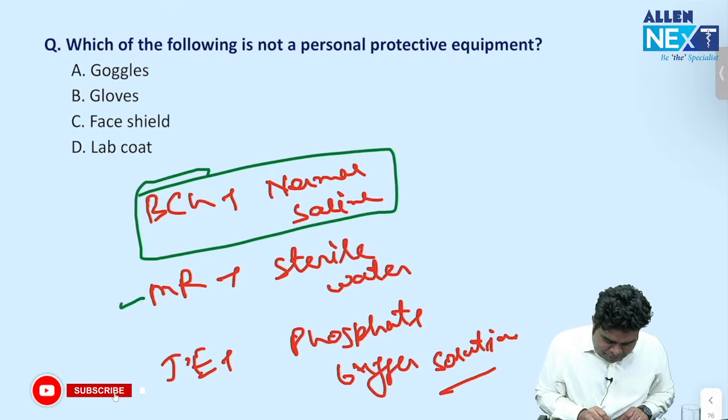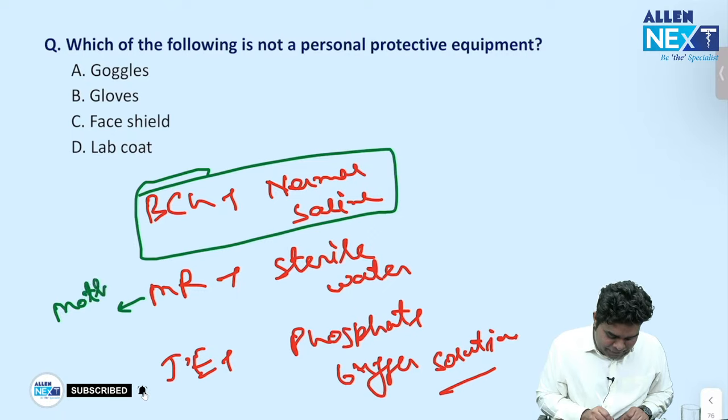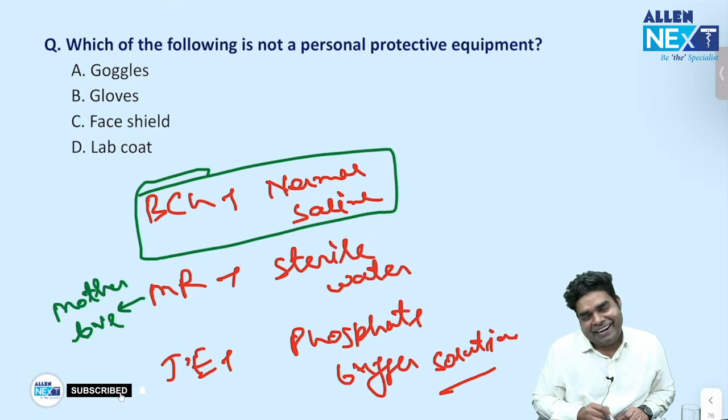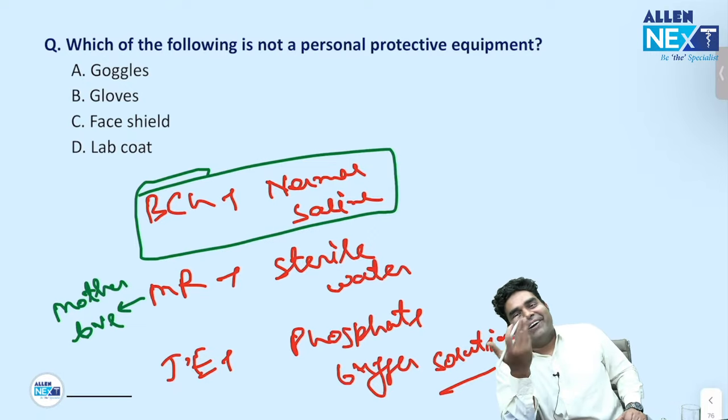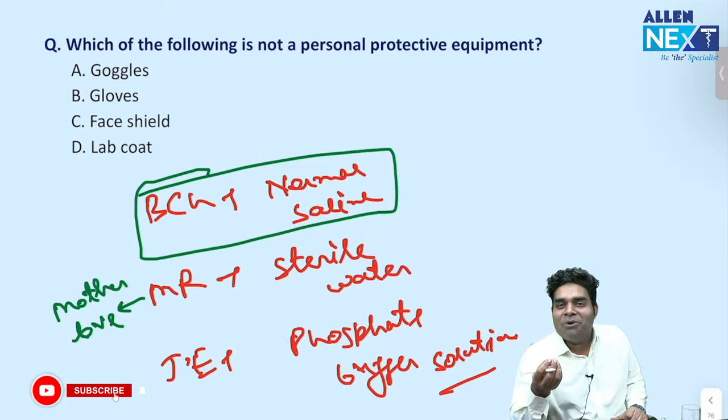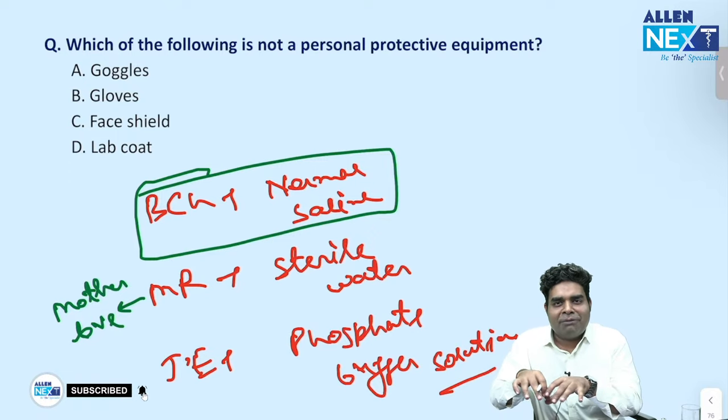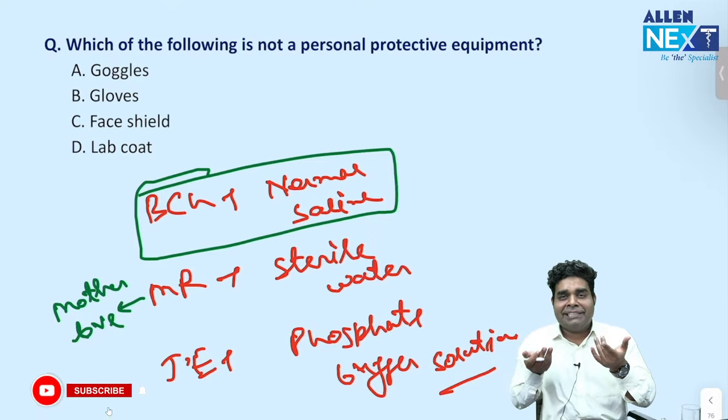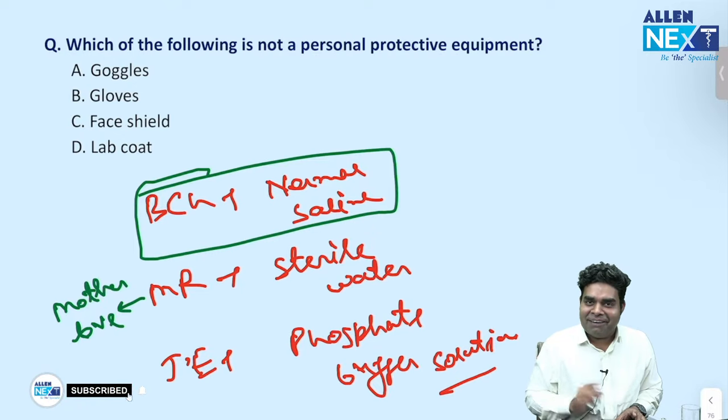Now, M is for MMR, M is also for mother. And we all know mother's love is like sterile water, and very pure. She just wants our happiness. No matter how angry mother is, just press her leg for 10 minutes, she will melt like ice cream. So that is mother's love, MMR.